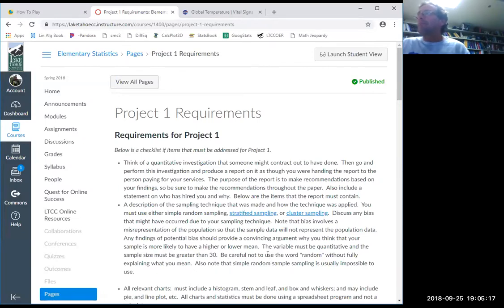Okay, again, the variable must be quantitative. The sample size must be greater than 30. 31 is fine. I wouldn't do a sample size of 3,000 because it would waste your time. It takes too long. But it has to be greater than 30. So if there's 3 of you in your group and you each survey 11 people using one of the good sampling techniques, that's good, you got 33. And that's not too hard, is it, to ask 11 people?